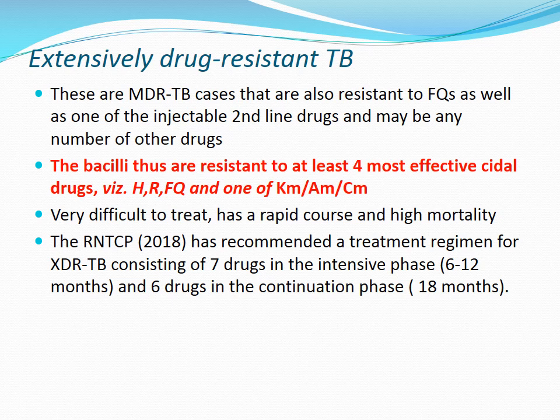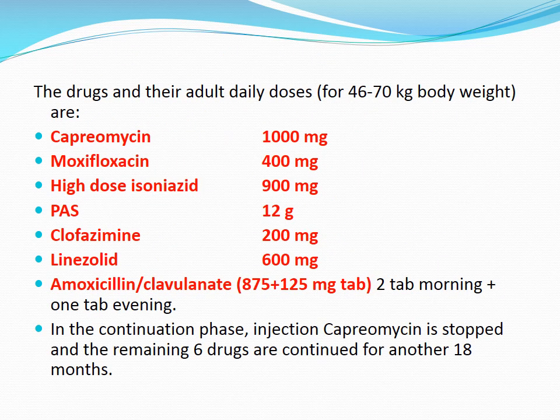Okay, here the intensive phase is most exhaustive or most extended, till 12 months, while in the continuation phase there are 6 drugs. So here in the continuation phase there are not 4 drugs, there are 6 drugs in the continuation phase, maximum drugs as far as the other types of tuberculosis are concerned. Okay, 18 months. So total duration of treatment may vary from 24 to 30 months, means 2 से 2.5 साल तक.